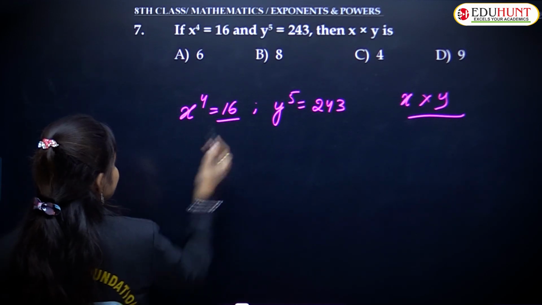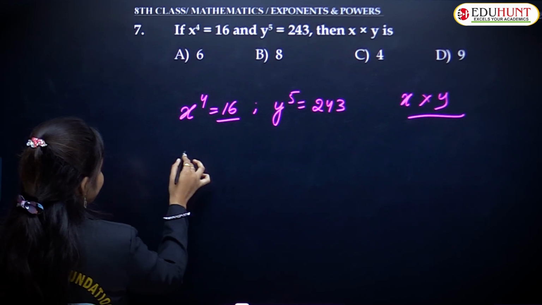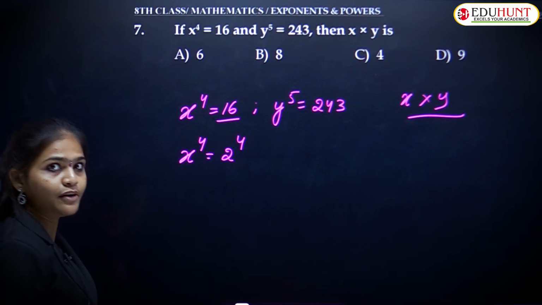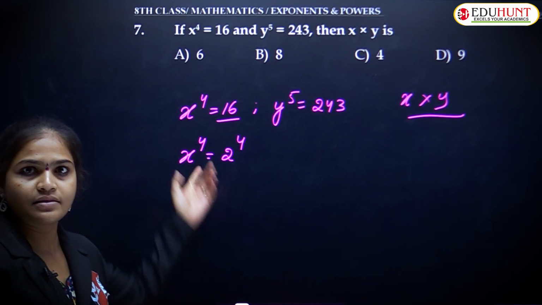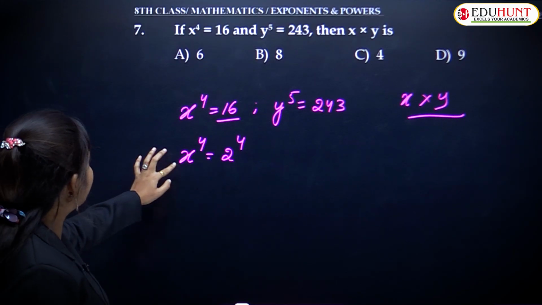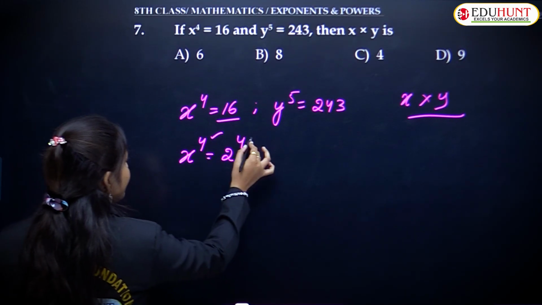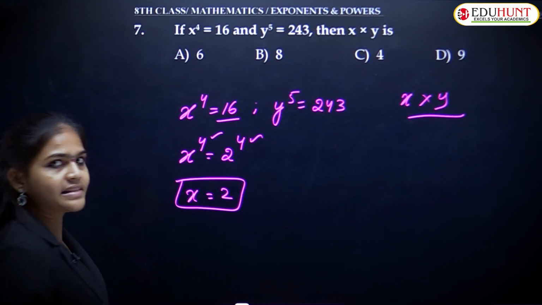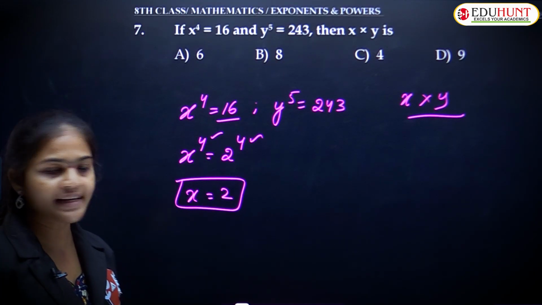So 16 is there. So 16 we can write as x power 4 is equal to 2 power 4. Yes or no? 2 power 4 value is 16 only, no? So that's why x power 4. If the exponents are equal, then their bases must be equal. So x is equal to 2. We got that x value.